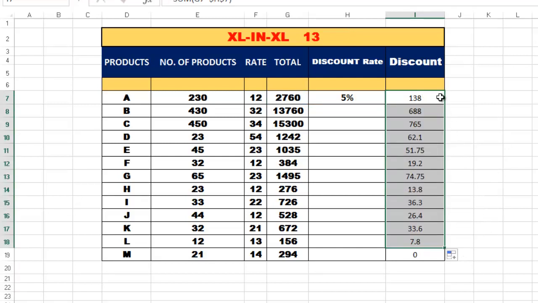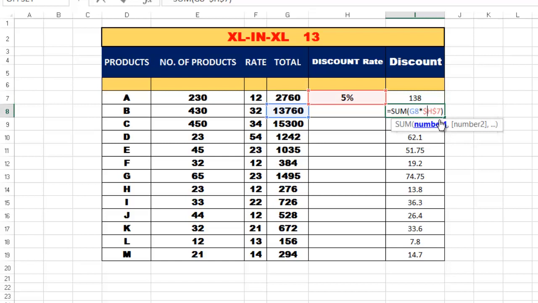What happened? Now the discount is given, because everywhere you see that the cell H7 is there. Here also it is H7, and because of this dollar sign the H7 cell remains constant, and this is called absolute referencing.